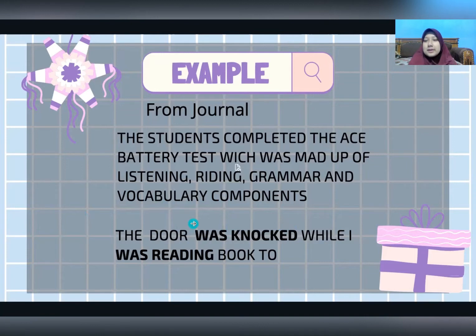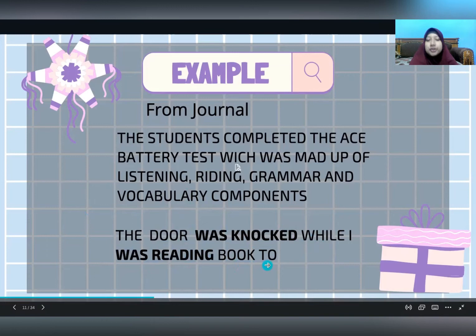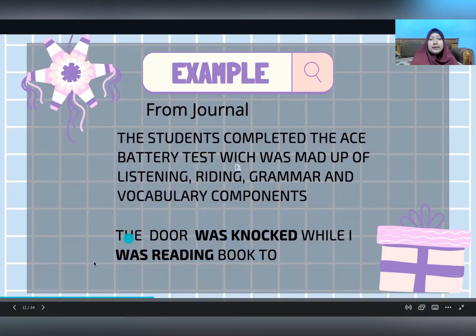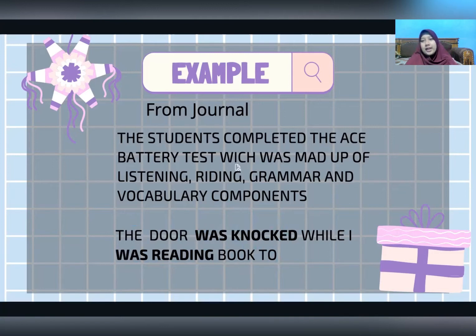I have some examples to explain the past continuous tense. The door was knocked while I was reading a book too. "Was knocked" and "was reading" have a to be and a verb in -ing. So this is about the past continuous, and let's go to the next tense.